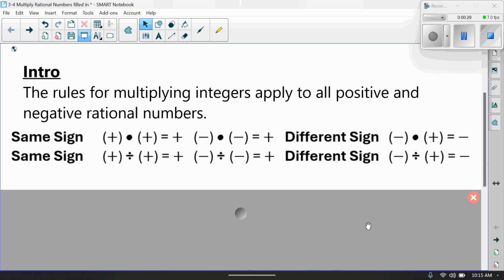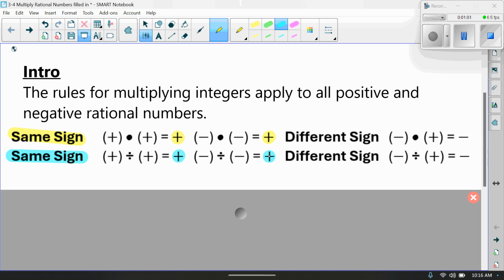A positive times a positive is a positive. A negative times a negative is a positive. Remember, same sign, positive, right? So same sign, positive. And you guys, the rules for division are the same as for multiplication. You with me? So same sign, positive.